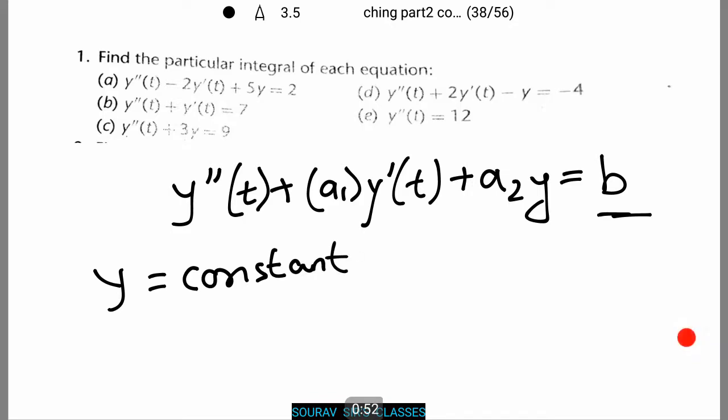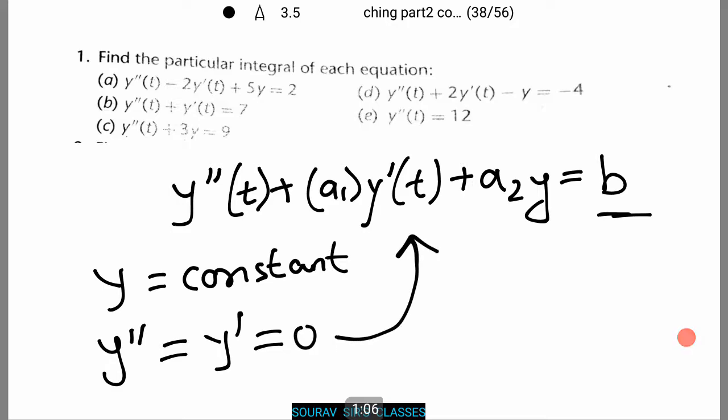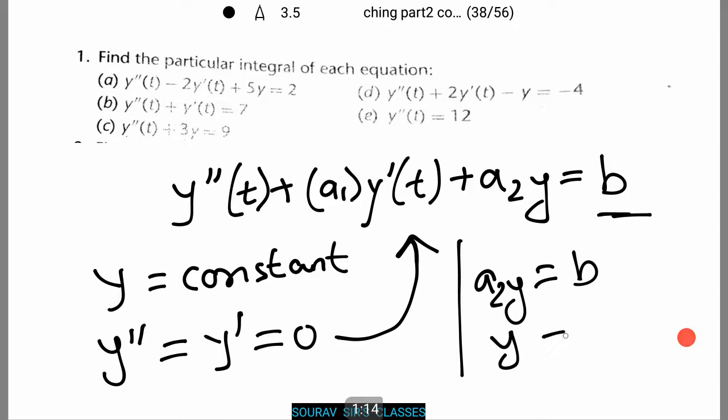Now the motive behind this is when we differentiate y, we get y double dash equals y dash equals 0. Now all we need to do is put this in this function and it comes to a2 y equals b. Thus y equals b by a2. Thus the desired particular integral becomes yp equals b by a2. We need to also mention that a2 is not equal to 0.